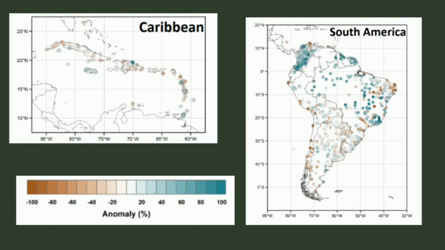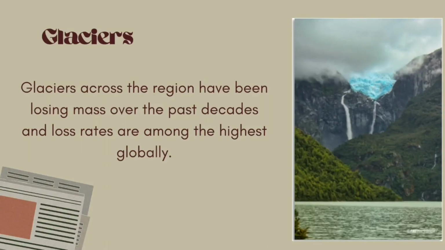Precipitation occurs when water vapor in the atmosphere condenses into liquid or solid form and falls to the ground. This process is a natural part of the water cycle where water evaporates from bodies of water or plants, then rises into the atmosphere and then falls back to the earth as precipitation. The last one is glaciers.